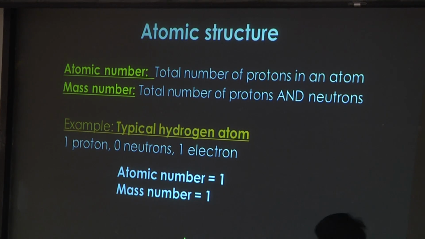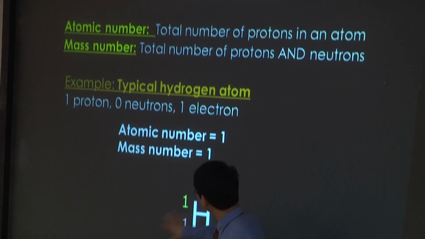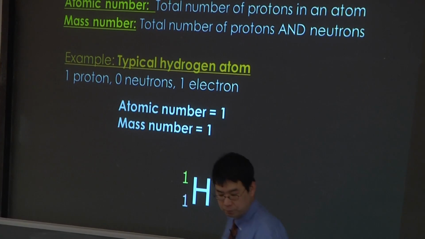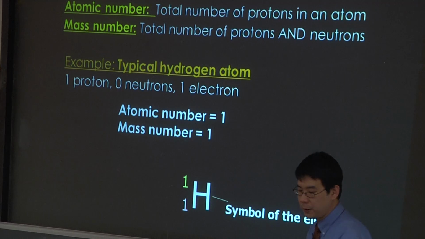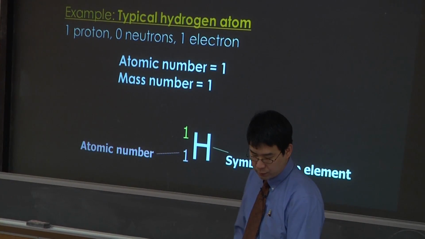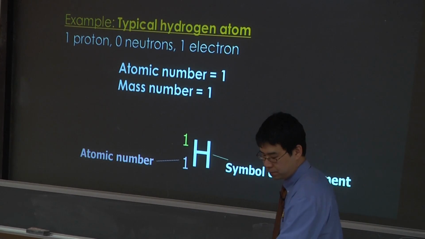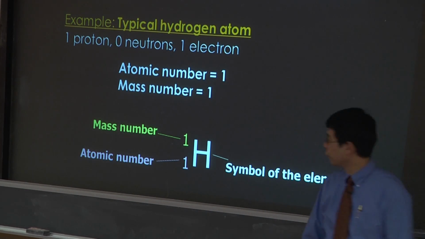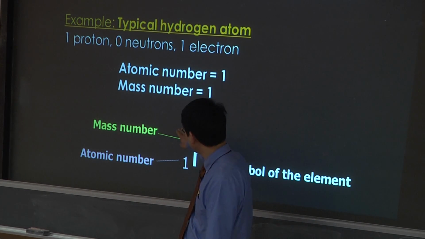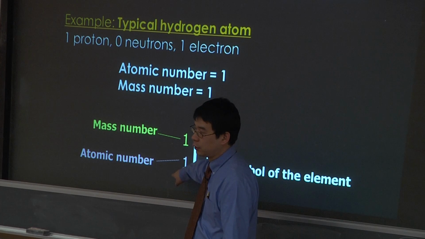We can abbreviate it like this, where H is the symbol of the element, hydrogen. The atomic number is 1, and the mass number is 1. So the mass number goes superscript to the left, and the atomic number goes subscript.